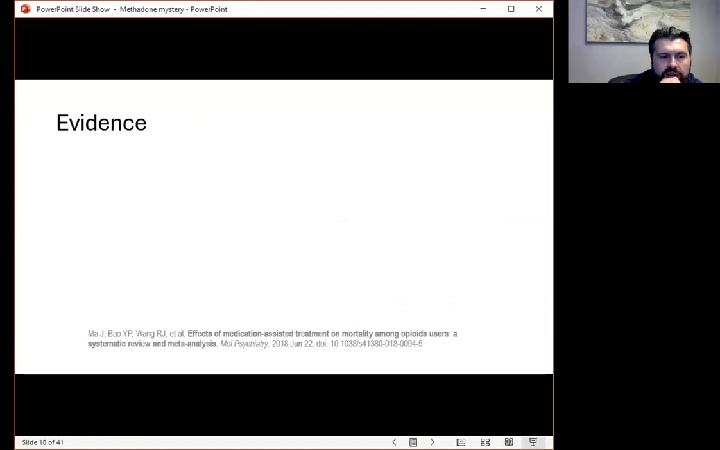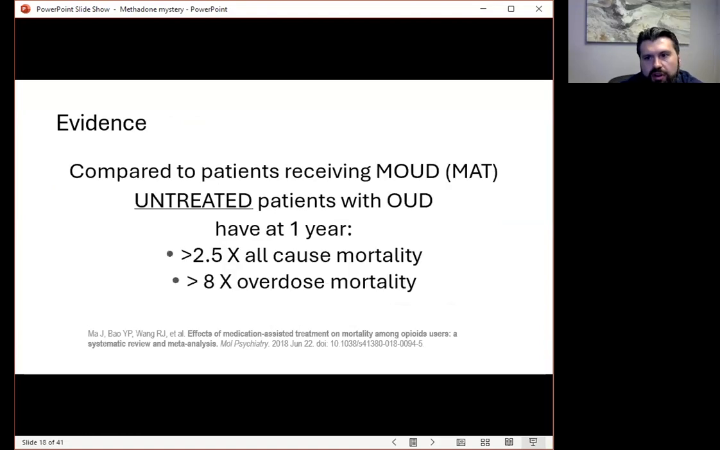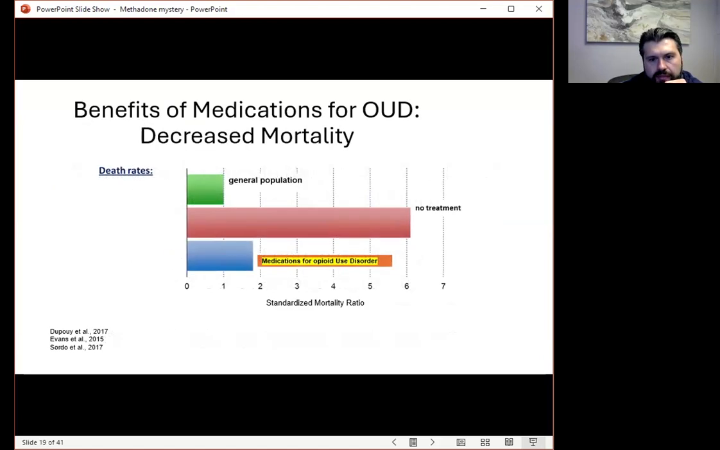So what is the evidence for methadone? Really, there are a couple of landmark studies. I hope you're all familiar with this, but compared to patients receiving MOUD, untreated patients with opioid use disorder at 1 year have a 2.5 times all-cause mortality risk and 8 times overdose mortality risk. So there's a lot of mortality literature when it comes to methadone and MOUD in general. In a couple of other studies, patients out of treatment died at about 6 times the rate of people in the general population, while people on MOUD with methadone specifically brought this down to less than 2 times. So very helpful for a mortality benefit.